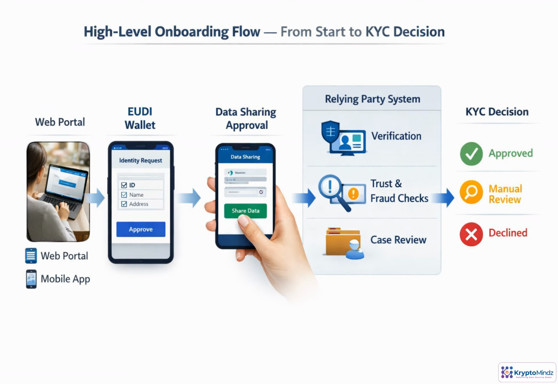Here's the big picture of an EUDI wallet-based onboarding. A customer starts in a web or mobile channel and chooses the wallet as their identity source. The relying party then requests specific attributes, and the wallet presents them for the customer to review and approve. Approved, verified attributes flow into verification services, trust and fraud checks, and any case review. Together, these drive the final KYC decision: approve, decline, or route for manual handling.